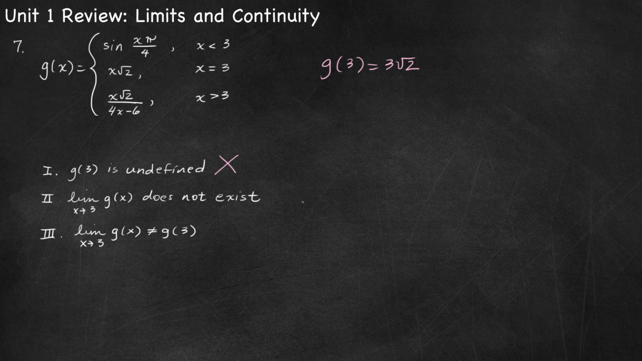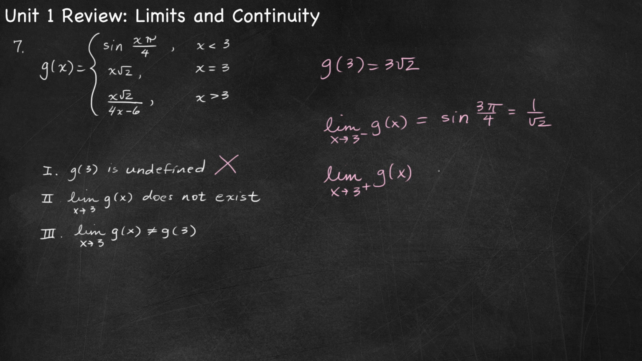The next statement says the limit as x approaches 3 of g of x does not exist. Well, in order for the limit to exist, we need the limit as x approaches 3 from the left to equal the limit as x approaches 3 from the right. So let's find those limits and see if they are equal. As we approach 3 from the left, we're in the top piece, and using substitution, our limit would be the sine of 3 pi over 4. The sine of 3 pi over 4 is, we're in quadrant 2, so it would be positive 1 over root 2.